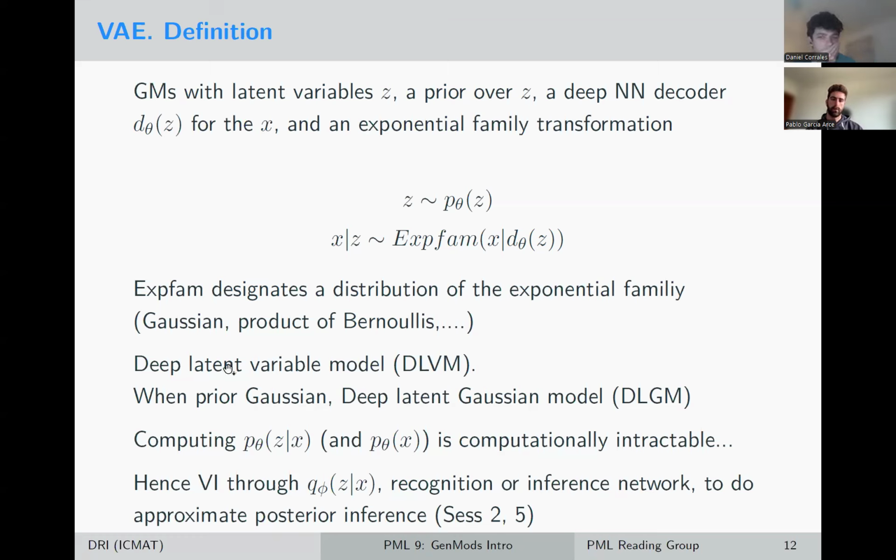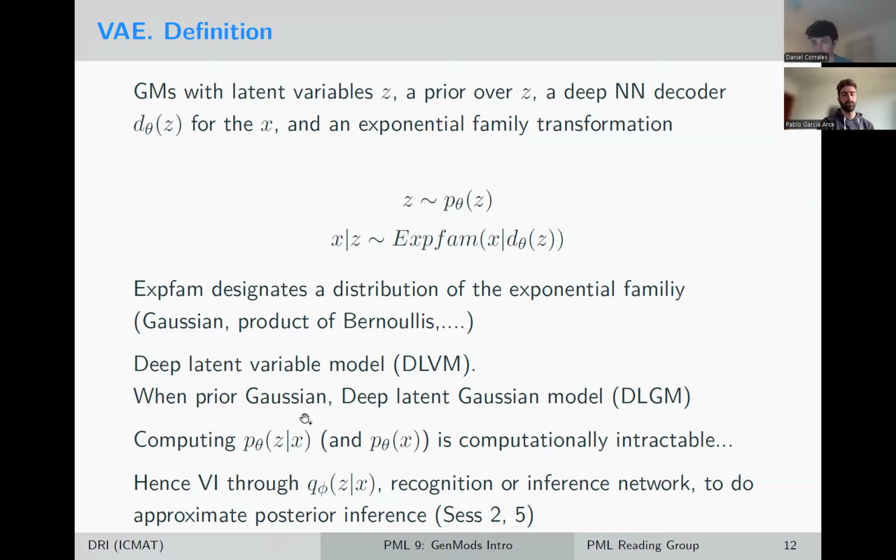These types of models are called deep latent variable models as well. And when the prior is Gaussian, they are called deep latent Gaussian models. As we explained in sessions 2 and 5, and actually also in the Bayesian neural network session, we have explained this several times.